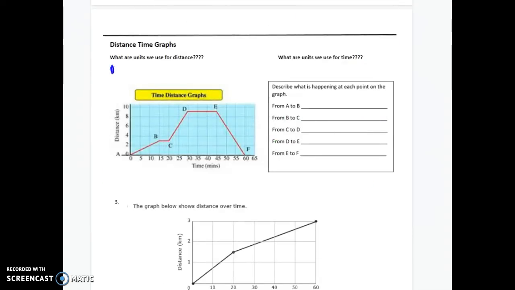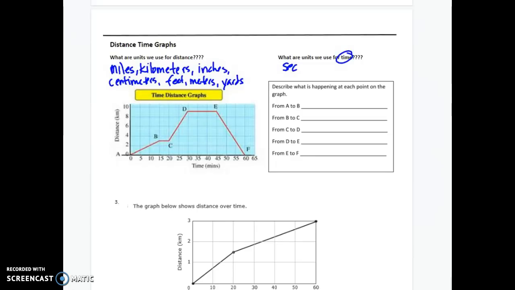Okay, let's look at some graphs. What about distance time graphs? What are some units we use for distance? Of course, we use miles. That's the most common here in the United States. Everywhere else in the world, kilometers is really common. Inches, of course, centimeters. In science, we use centimeters and meters a lot. Feet is another one that you guys are familiar with. Yards, those are all different distance units.